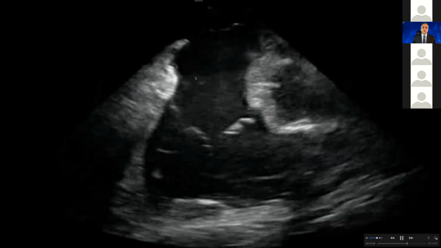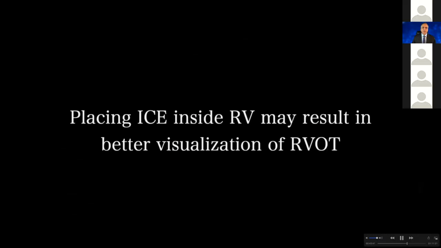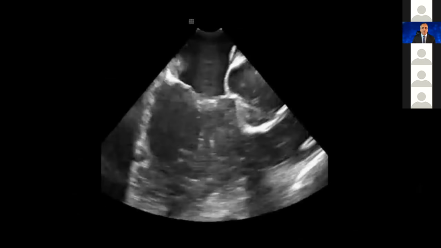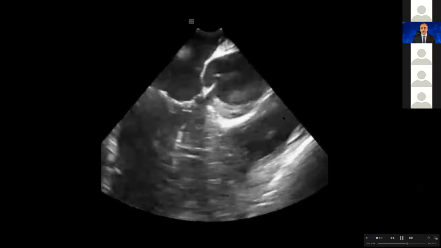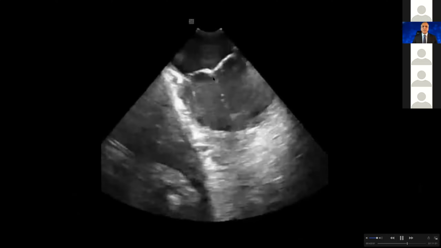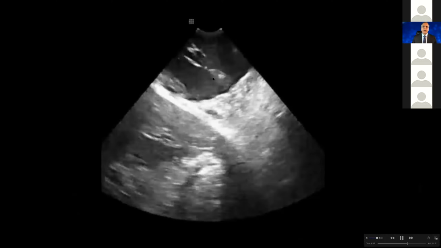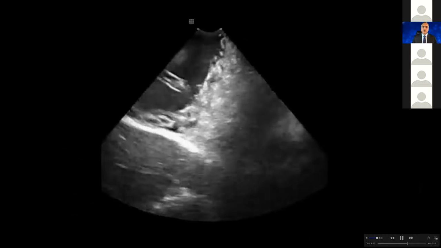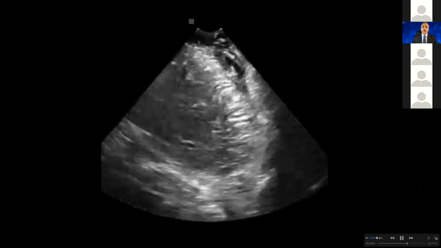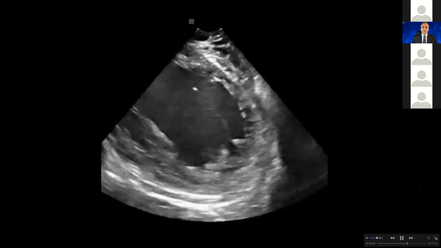So in order for us to go, of course, we are going to place the ICE inside the RV. Sometimes it really results in better visualization, especially for the RVOT. You can see the RVOT from here, but if I place the ICE inside the RV, here we went to the RV, you see that those two dots are in the RV. I just go and clock it. I'm inside the RV with the ICE.